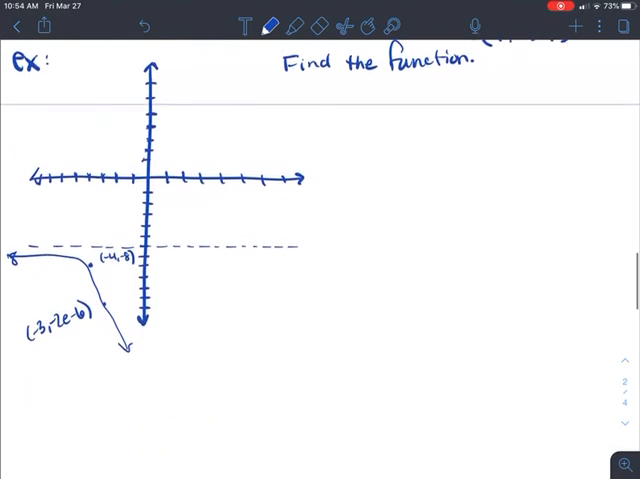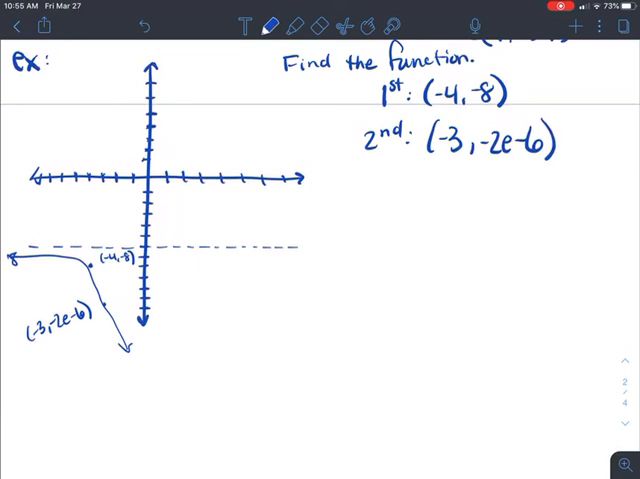So in our final example, it gives us a graph and they want us to find the function. They gave us our first and second reference point. Our first reference point was negative 4, negative 8. Our second reference point was negative 3 comma negative 2e minus 6.